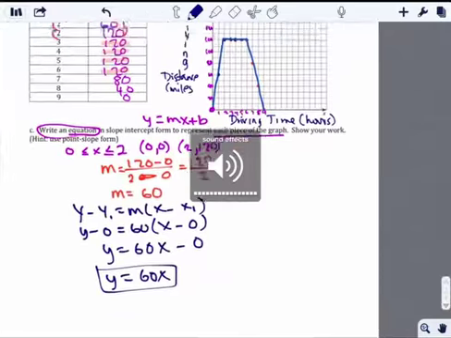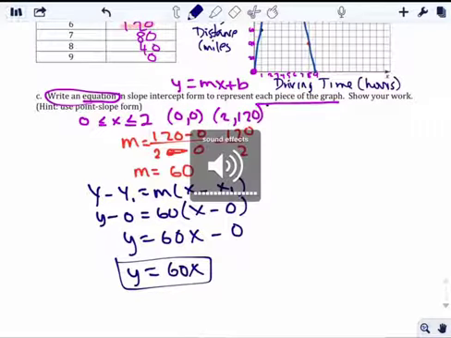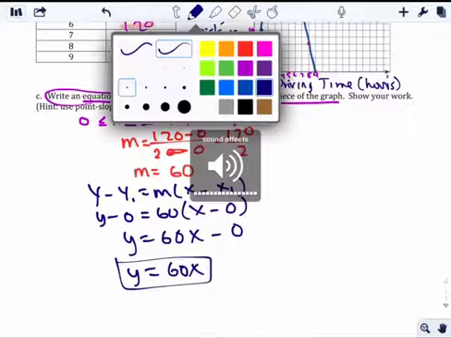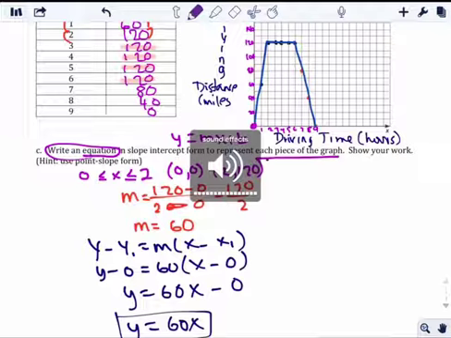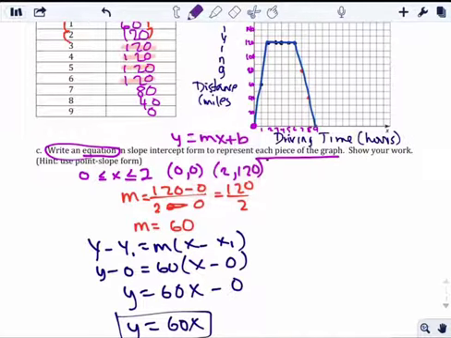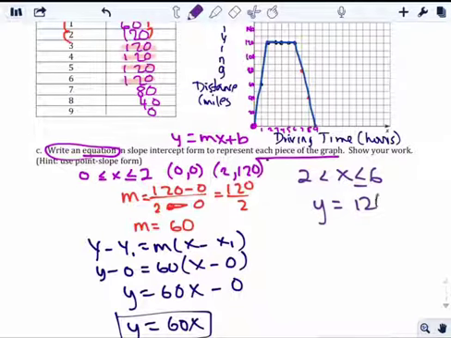That's your answer. Okay, and then the second graph is from 2 to 6 hours. So 2 to 6 hours in math, that's the domain. Okay, easy, it's a horizontal line, so it's just y equals 120.